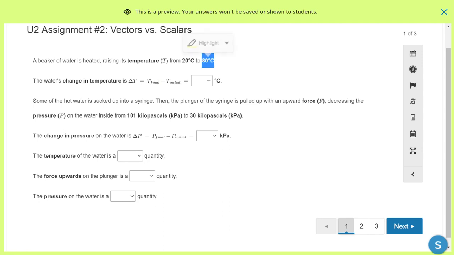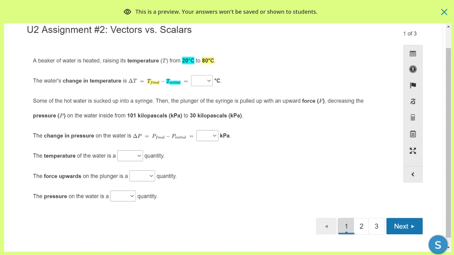Okay, let's highlight this. What's the final? Okay, and this, let's do a different color, let's do blue, is our initial measurement. I guess I'll just do it in pieces.